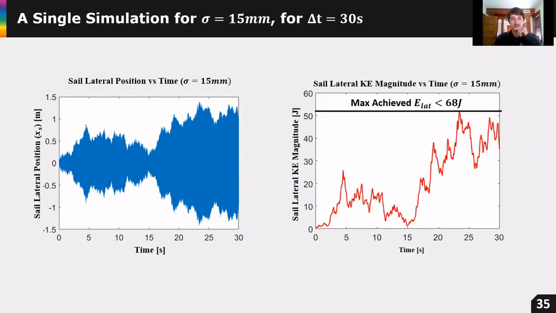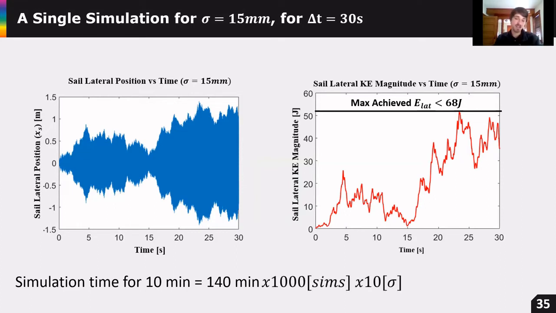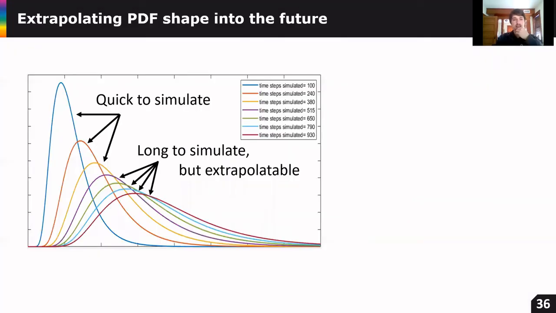Fortunately, the simulation time for 10 minutes, so this was 30 seconds, but to do it for 10 minutes takes me 140 minutes to simulate. If I do that 1,000 times and I do that for 10 different sigma values, that's a little bit longer than the length of my master's degree. So I had to come up with a workaround, a different method to determine what this CDF would be for 600 seconds. And the trick that I found was it's easy to simulate shorter timescales.